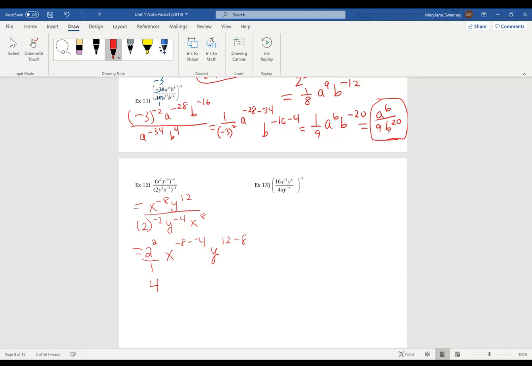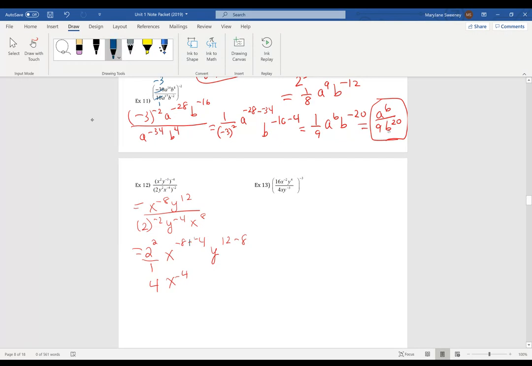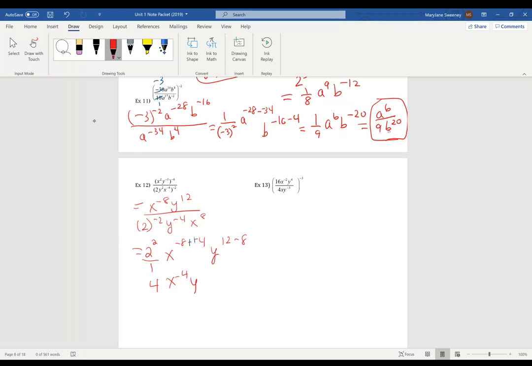Okay, so this is 4x to the negative 4, right? If you think of your keep, change, that'd be to the negative 4. And then y to the positive 4. So 4, y to the 4 over x to the 4.